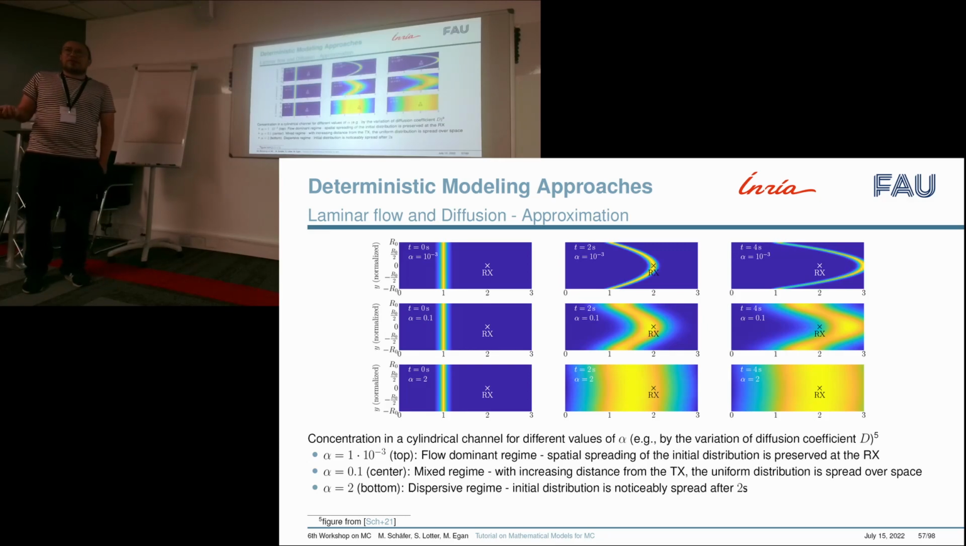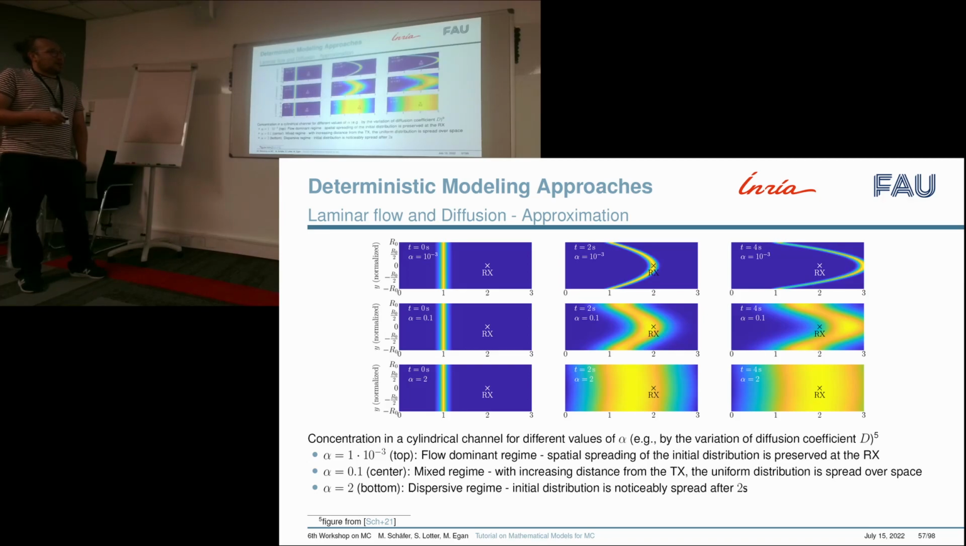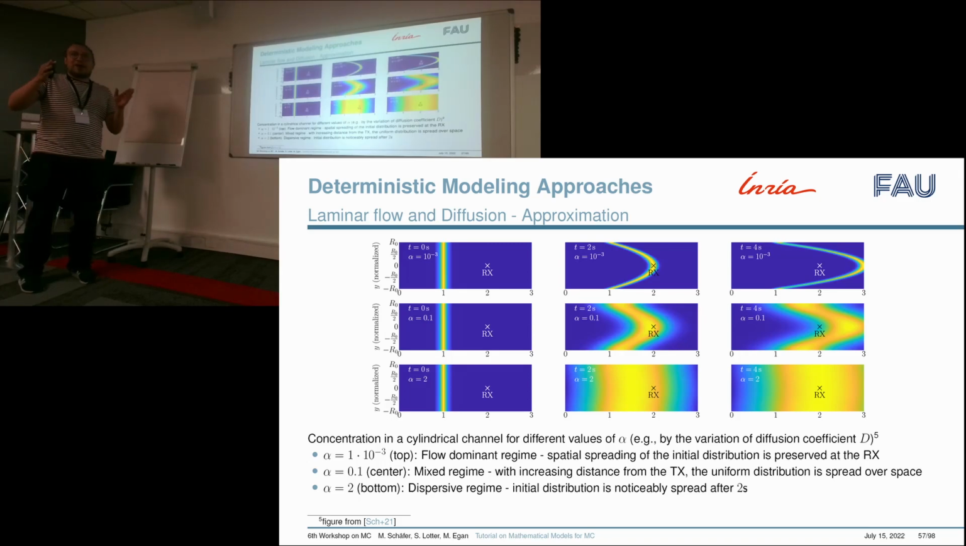So here are just some pictures of how this might look. For the flow-dominated regime, when I have just a uniform release of molecules, the shape will not change significantly over time. In the lower picture, where we have a lot of diffusion, we can see after a while we have a huge spatial spreading, and we cannot distinguish the release position anymore if we had placed it here. And for the mixed regime here, we are somewhere in between. We still have this laminar shape, but we also have a lot of dispersion in all directions.